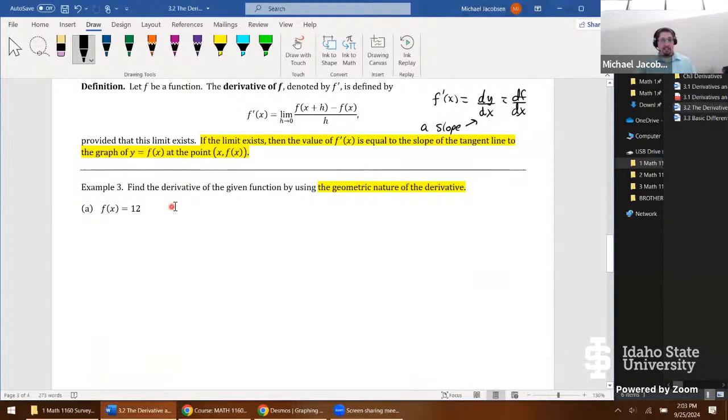And that means if we want to find the derivative by dealing with its geometric nature, we can definitely do that for this one, but we need a graph. So our function is f of x equals 12. It's kind of an interesting function. No matter what value you have for x, it's constantly 12, no matter what. So we call this a constant function.